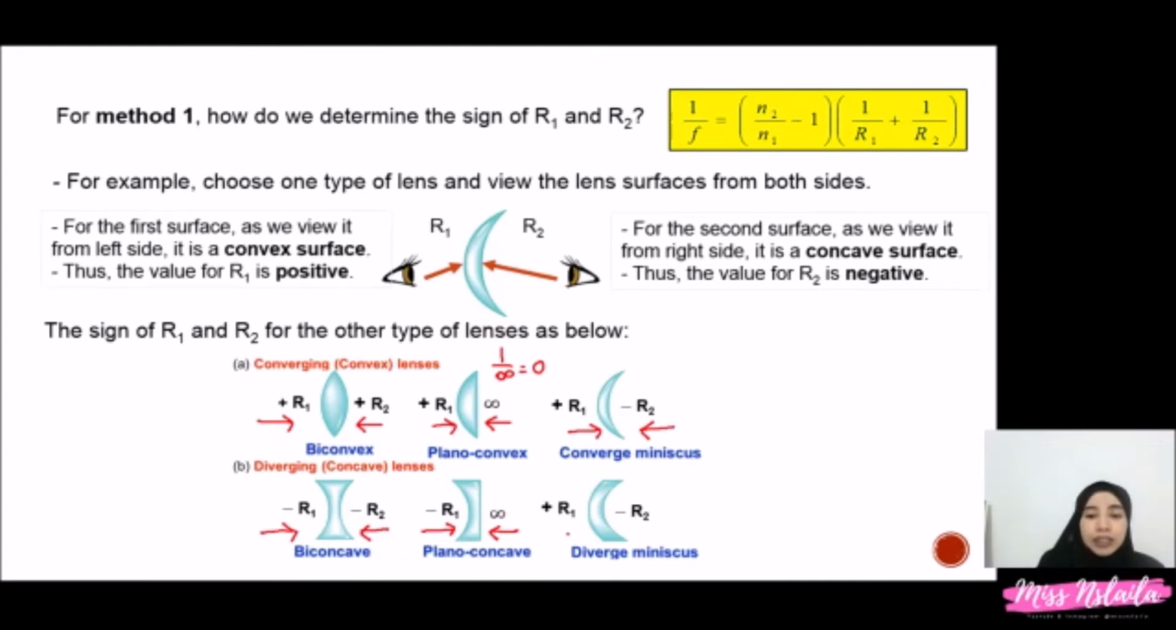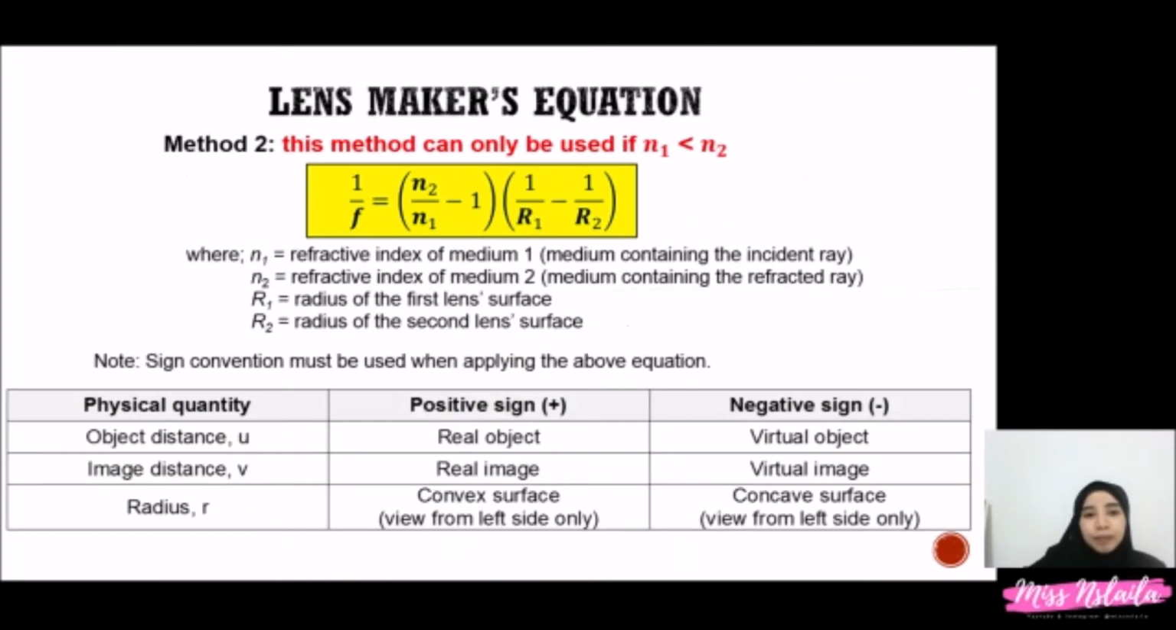For the diverging meniscus, when we look from this side, it's convex to your eyes. And when you look from this side, it will be concave to your eyes. So it depends on the shape of the lens. When you look from that side, is it a concave or convex surface? It will determine whether it is positive or negative.